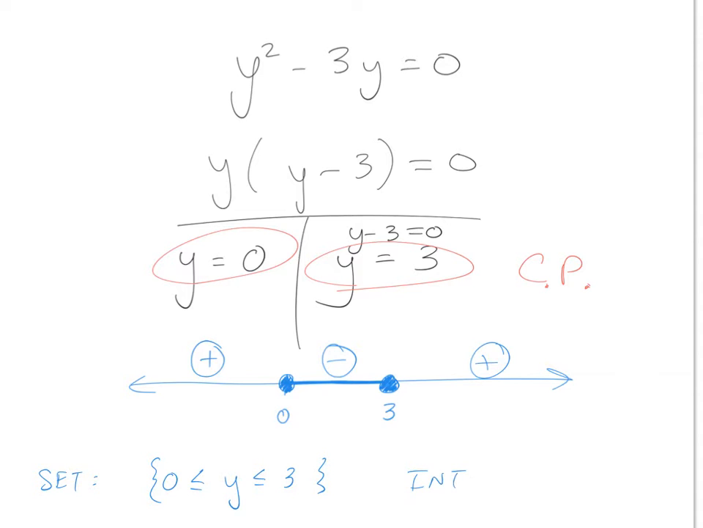In interval notation, we'd have the following. What would we have in interval notation? How would I write it in interval notation? This is with brackets and parentheses, remember? How do I write it in interval notation? Okay? Open bracket, 0, 3, close bracket.